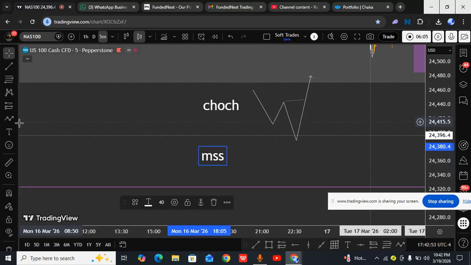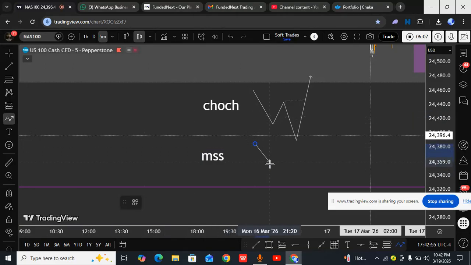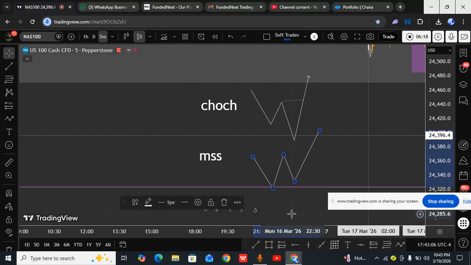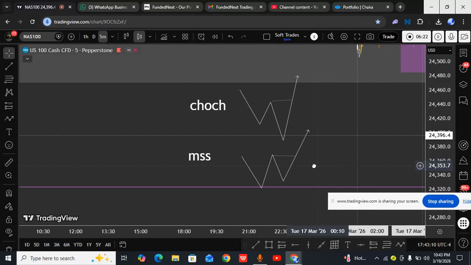Now, MSS is when price comes into a zone, does something like this, does not create a new low, but goes up and creates a new high. In this case, this is an MSS.